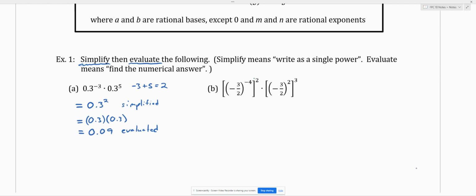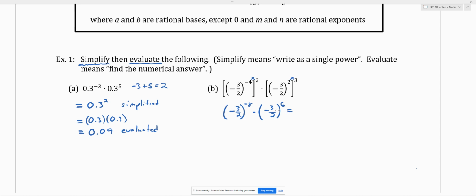Over here, we're going to use a couple of our laws. So right now I have negative 3 over 2 as the base. So I know it's a fraction, but think of it as a base, as if it was x. And that's raised to the negative 4, then to the 2. So we know we've got to multiply those exponents. And likewise here, we're going to multiply those exponents. So let's write that simplified. We have negative 3 over 2 raised to the power of negative 4 times 2, which is negative 8. And that's being multiplied by the same base again, negative 3 over 2 to the power of 2 times 3, which is 6.